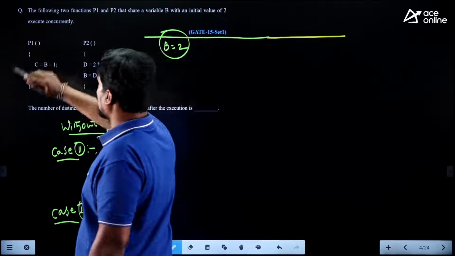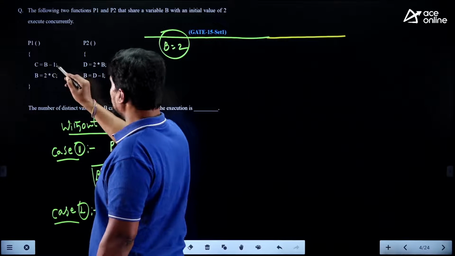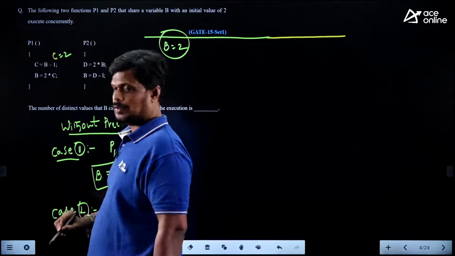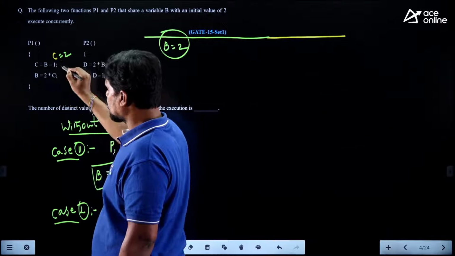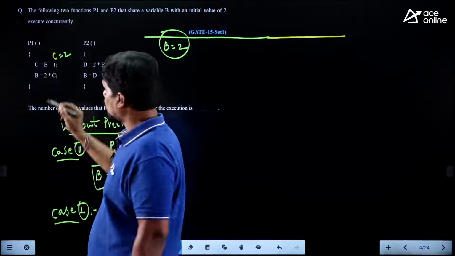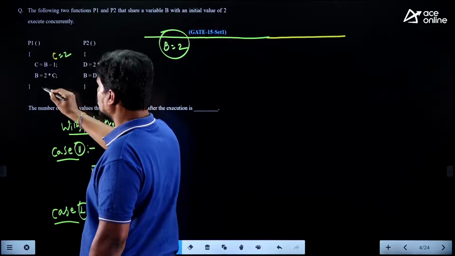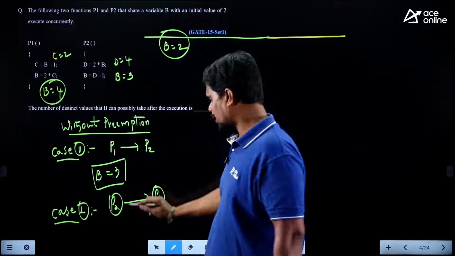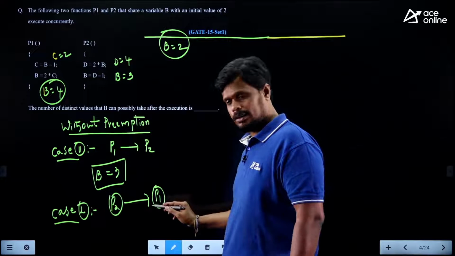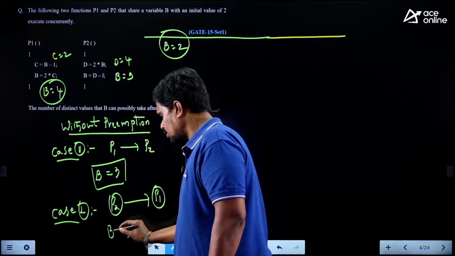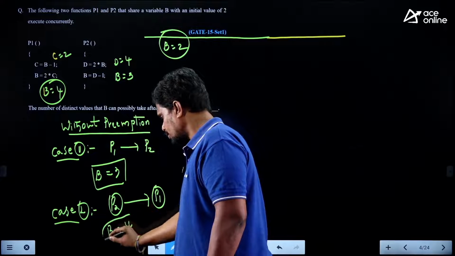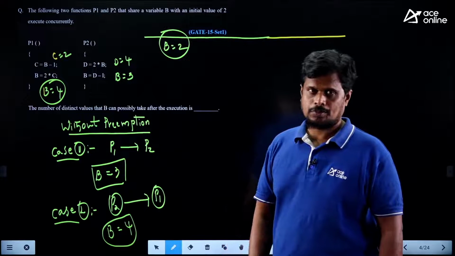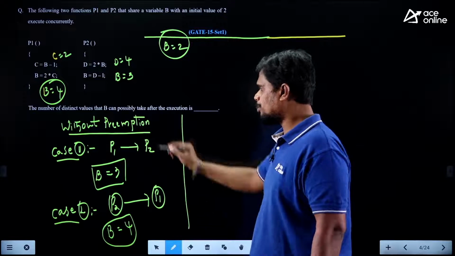Now, we are executing P1. So C is equals to B minus 1. What is the B value? 3. Then C value is 2. Then B is equals to 2 into C. What is the C value? 2. So B is equals to 2 into 2, which is going to be 4. So after execution of P2, if I then execute P1, the value I am saving into B is 4. So 2 different values I got so far. Okay, so this is without preemption.